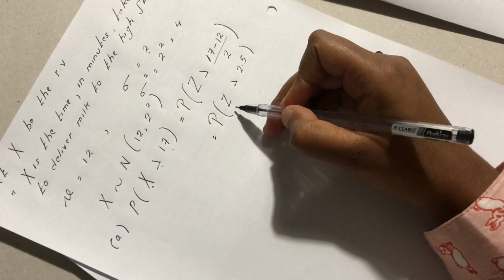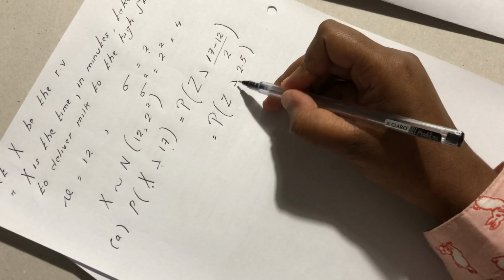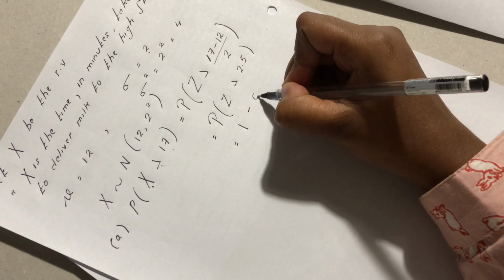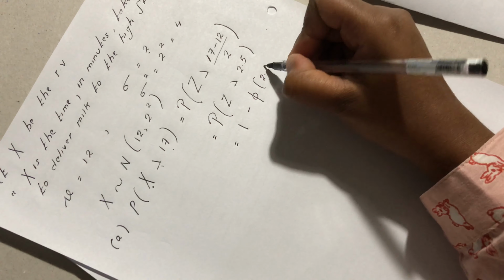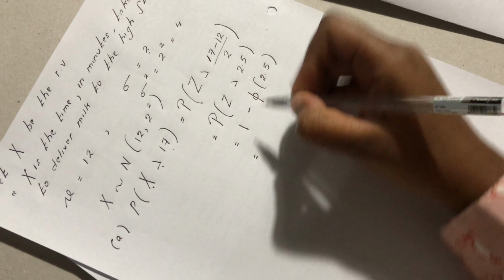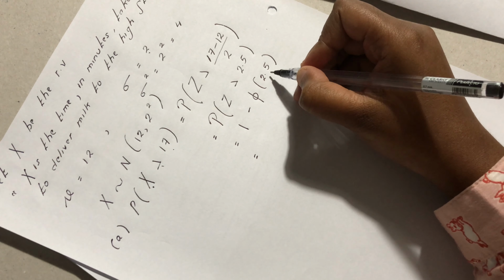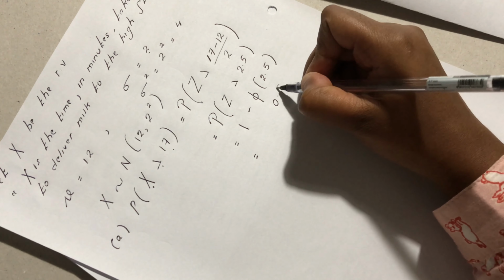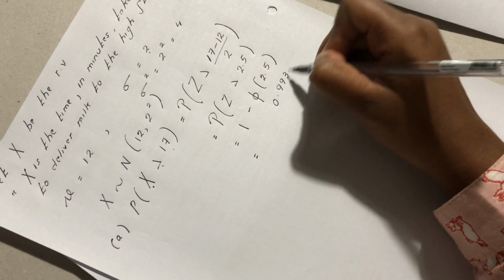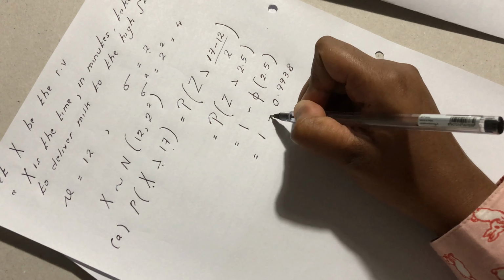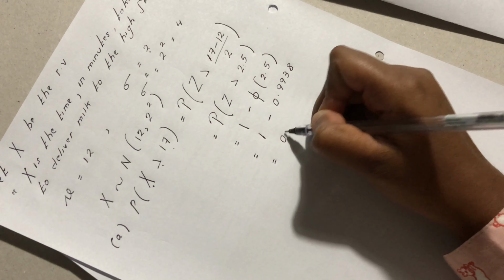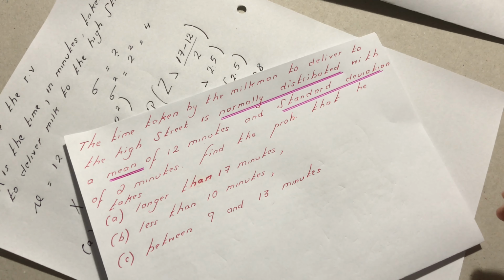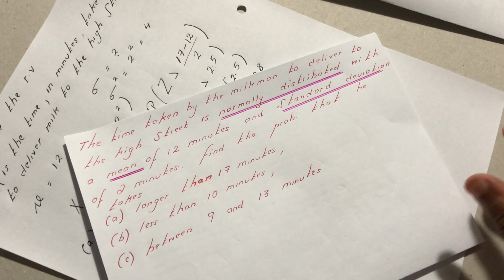You simplify, you have the probability that Z is greater than 2.5. Now this looks familiar. We have Z greater than 2.5, and 2.5 is positive. We take 1 minus phi of 2.5. We use the normal table to get phi of 2.5, which is 0.9938. So 1 minus this value, we get 0.0062.